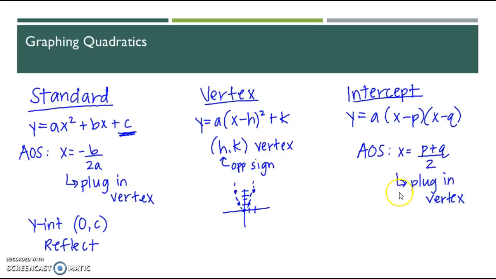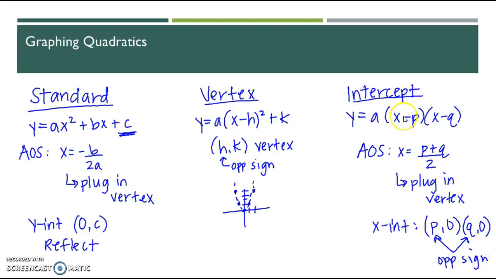And in intercept form, you end up with 2 x-intercepts. Usually, sometimes you might only have one, but we have 2 x-intercepts that we're going to have as our other 2 points. And your x-intercepts are always your p and your q. And remember, (p, 0) and (q, 0), they're going to be opposite signs as well. Anytime we're dealing with parentheses, we're going to have the opposite sign. So if that was an x plus 2, it would really be a negative 2.